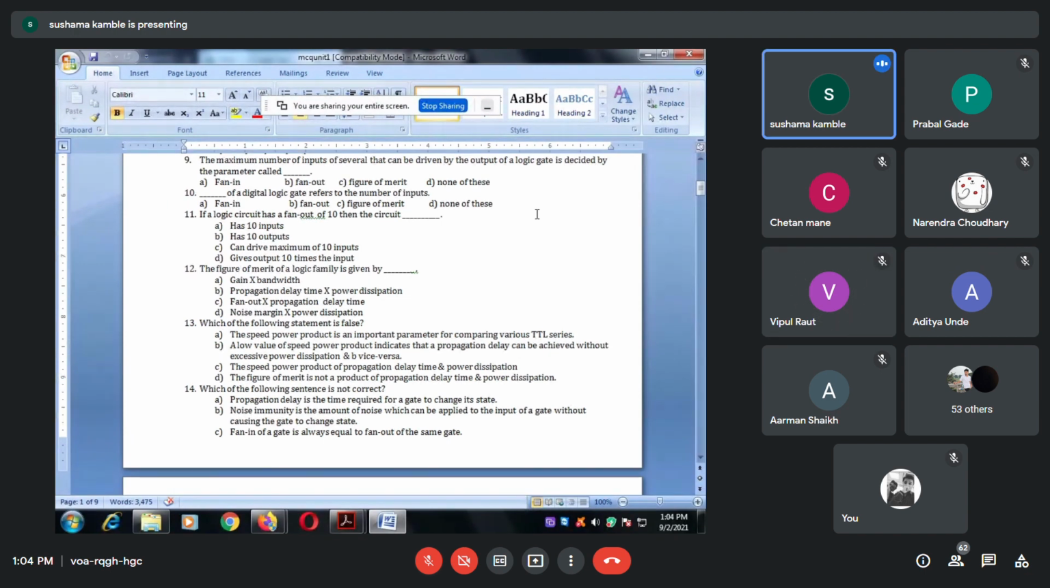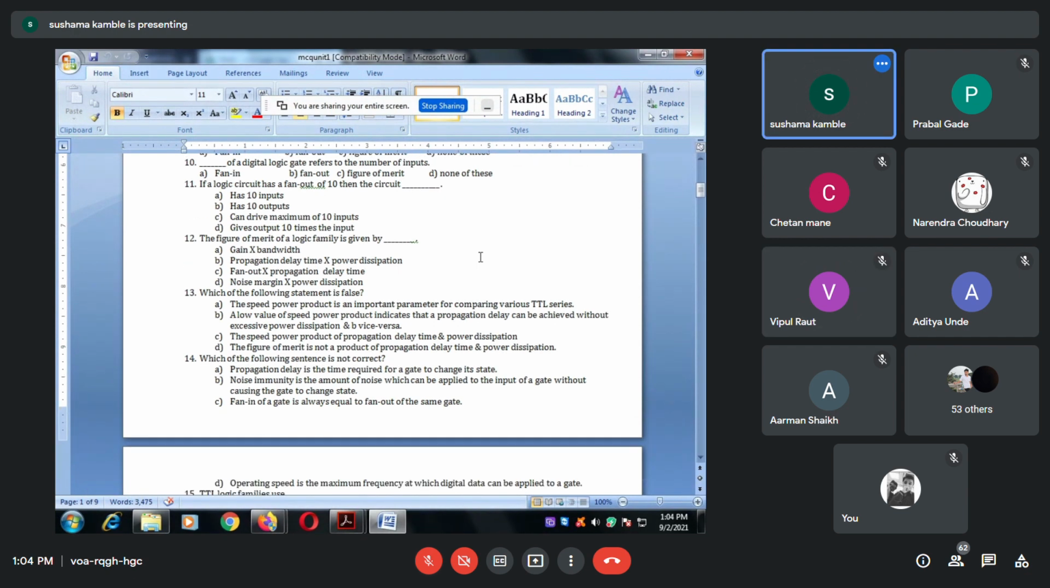Very good. A logic circuit has a fan out of 10. Then the circuit can drive a maximum of 10 inputs. आपकी तो अभी प्रिपरेशन हो गई फिर. अभी डिस्कस किया था हम लोगों ने. समझ में आ रहा है सभी को? हमें ब्लैंकली नहीं पढ़ना है कि फैन आउट 10 है. पता रहना चाहिए कि फैन आउट 10 है मतलब क्या है, क्या हो रहा है.